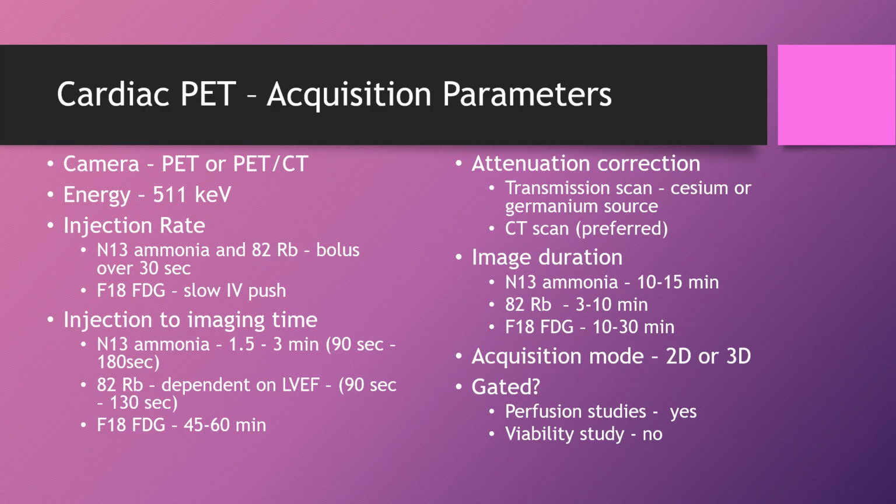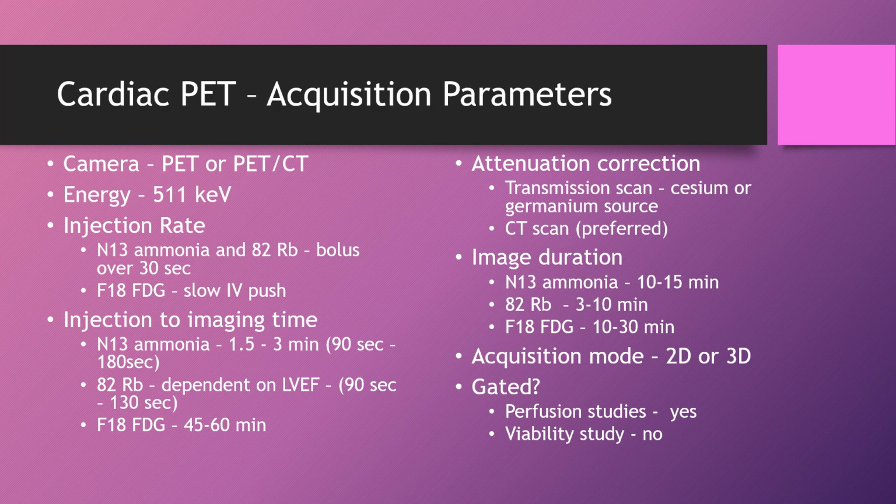Now remember, the nitrogen 13 ammonia, it's not both, it's either or, whichever one you're using. But the imaging time for ammonia is about 10 to 15 minutes, whereas for rubidium, it's 3 to 10. And for the F18 FDG study, it's 10 to 30. Acquisition mode could be 2D or 3D. Remember that if you're doing it in 2D mode, that's when you have the longer imaging times, because you'll have fewer counts.